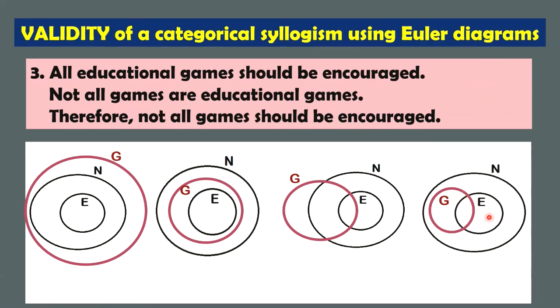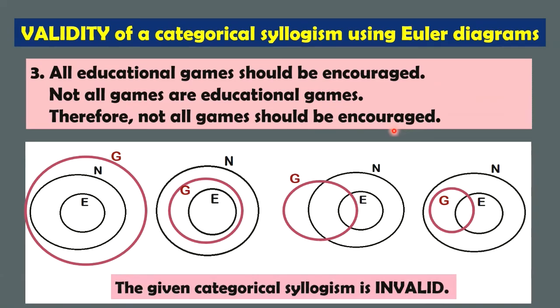Now, kapag nakapagpalabas kayo ng isang diagram lang, na mag-false yung ating conclusion, you say the categorical syllogism is invalid. Isa lang, okay? You don't really have to draw all the possible Euler diagrams, okay? Sa next two examples natin, hindi na ako magpapakita ng iba't ibang Euler diagrams. I will just give you one Euler diagram that will make the given categorical syllogism invalid. Okay?